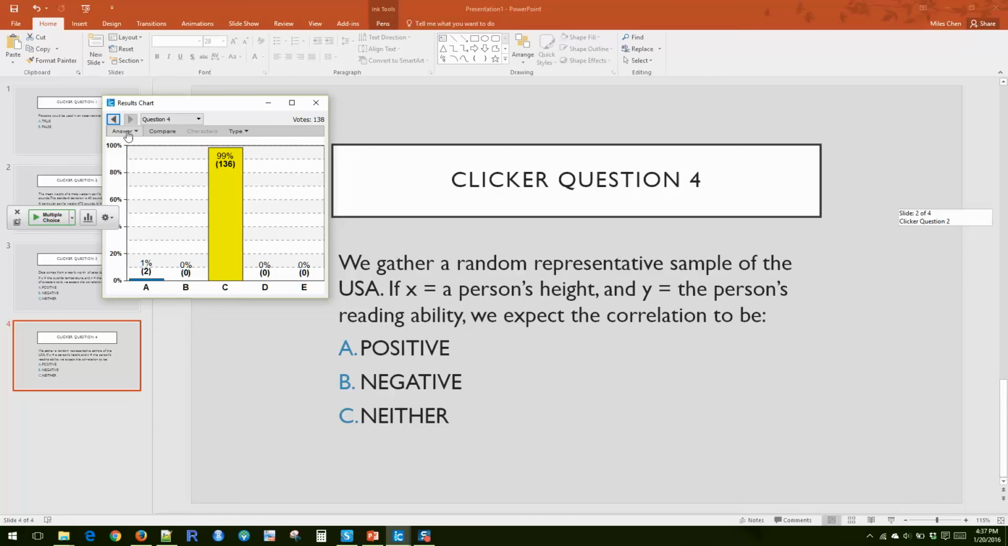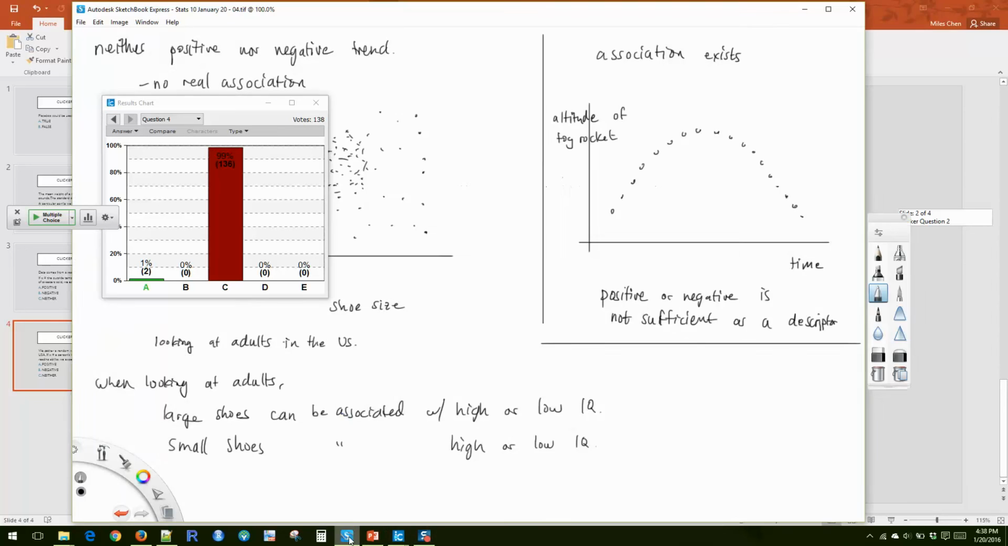Well, the answer is A. What? Oh, everyone's angry now. Okay. So we're gathering a random representative sample in the United States, so you have to think, what does the USA look like? We have everybody, we have children. You have forgotten about the children, and that will create an overall positive relationship.